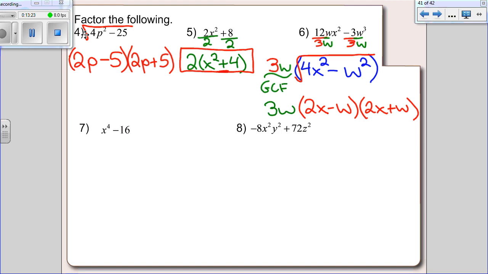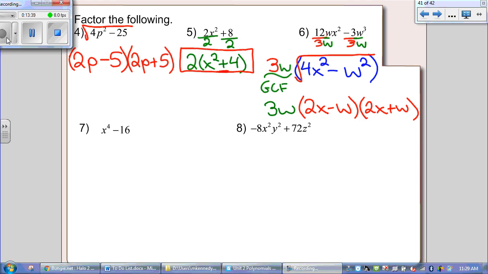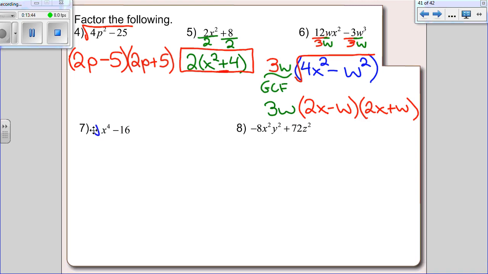Alright, I want you to try number 7 on your own. Number 7 is a good test question. Okay, so give number 7 a try. See how you do. Good test question for 2 reasons. 1, you have to know what square root is actually doing to your exponent. Remember, it's just dividing your exponent by 2. So if I square root x to the power 4, I get x squared. If I square root 16, I get 4. Then I get x squared plus 4.